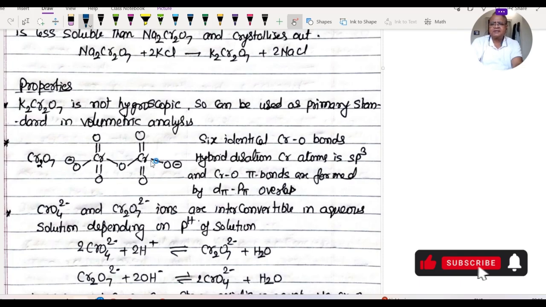Structure of Cr2O7 2-. Both chromium atoms are sp3 hybridized, and the pi bond is formed using overlap of the d orbital of chromium and the p orbital of the oxygen atom. So it is a d-pi p-pi bond.